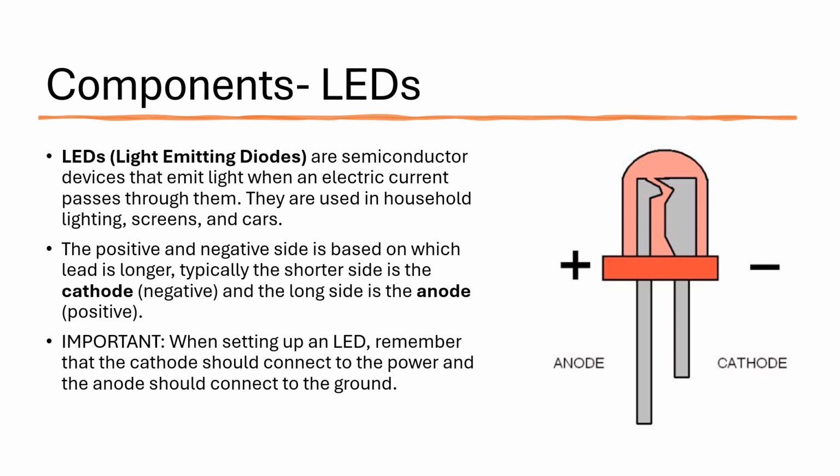When using the LED, the cathode should be connected to the power in your circuit, and the anode leg should connect to the ground. This setup is important to ensure your LED works correctly.